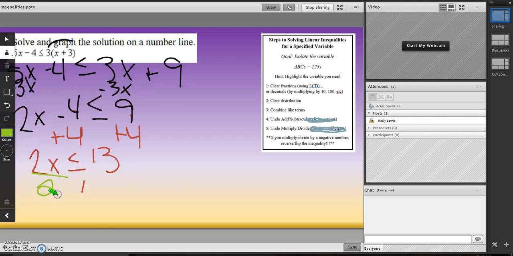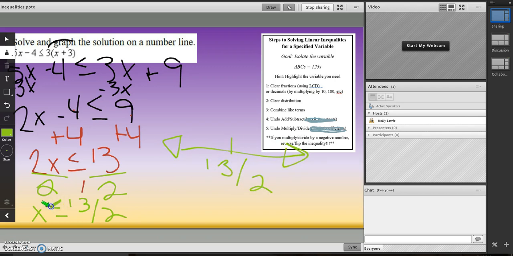And the 2 is being multiplied, so I need to divide. So I get 13 over 2. No worries, do not put it as 6.5, just leave it as 13 over 2. 13 over 2, and he points to the left, so he needs to come over here. And then he's equal to, so he needs to have a bracket. He's like that. Then it goes negative, so it's negative infinity. Then the biggest number is 13 over 2, then a bracket.